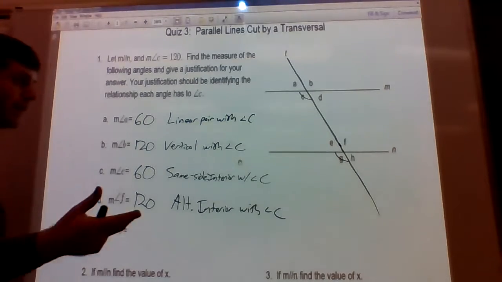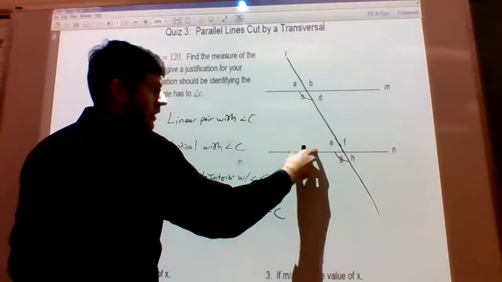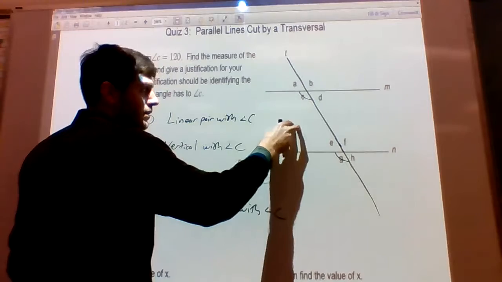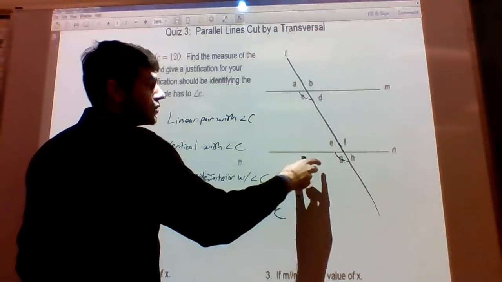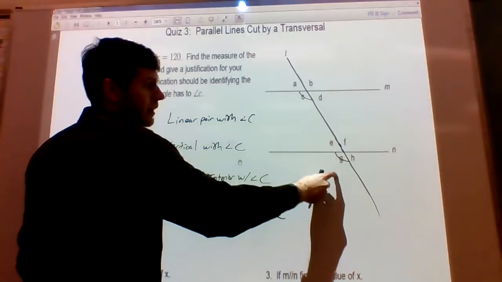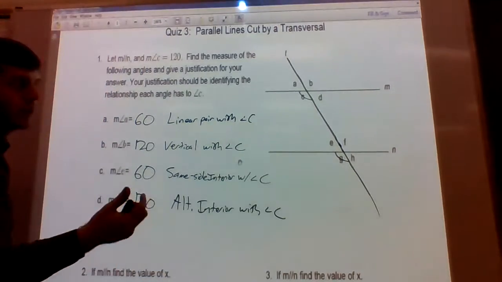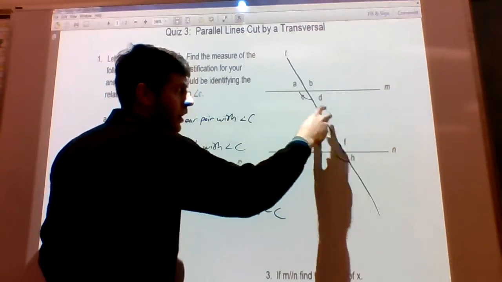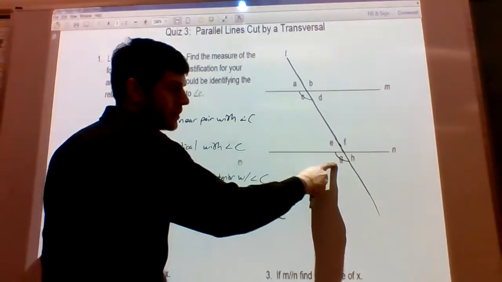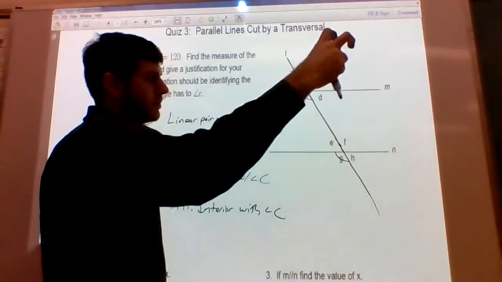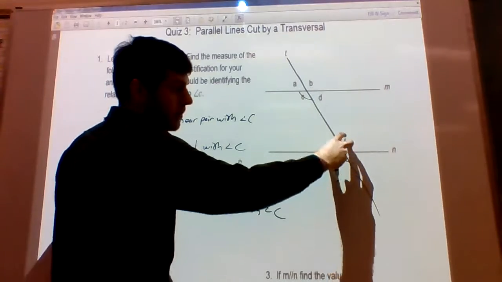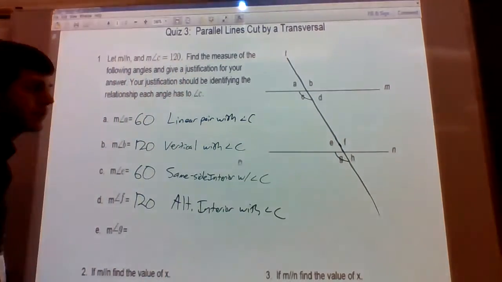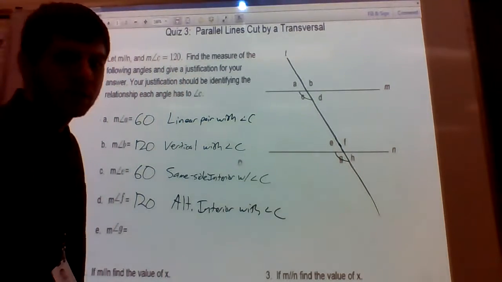So we have to go to our fifth option. They're on the same side, but they're not same side interior or same side exterior. So we're going to have to look at our fifth option, which is corresponding. Which is the same location, right? So if you picked up this intersection point and put it on top of this one, what's going to be in the same place as C? It's going to be G, right? If we pick this up, put it right on top of the next one, C is going to be in the same spot as G. They're in corresponding locations.